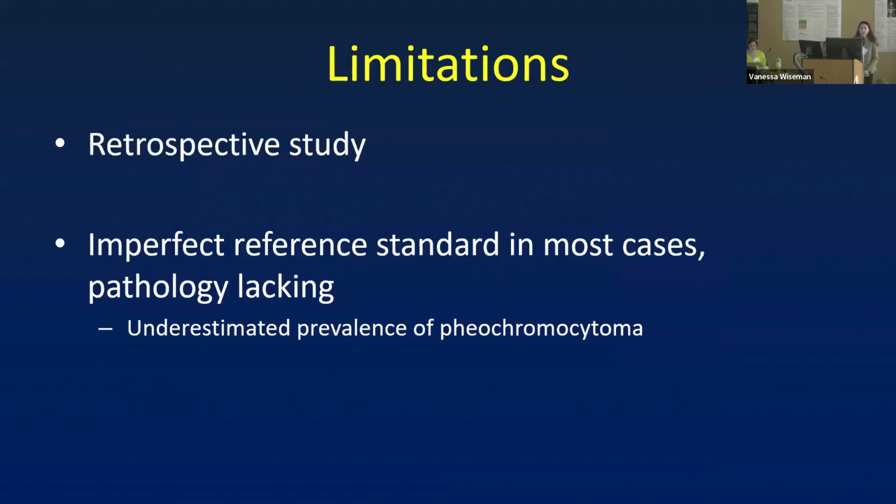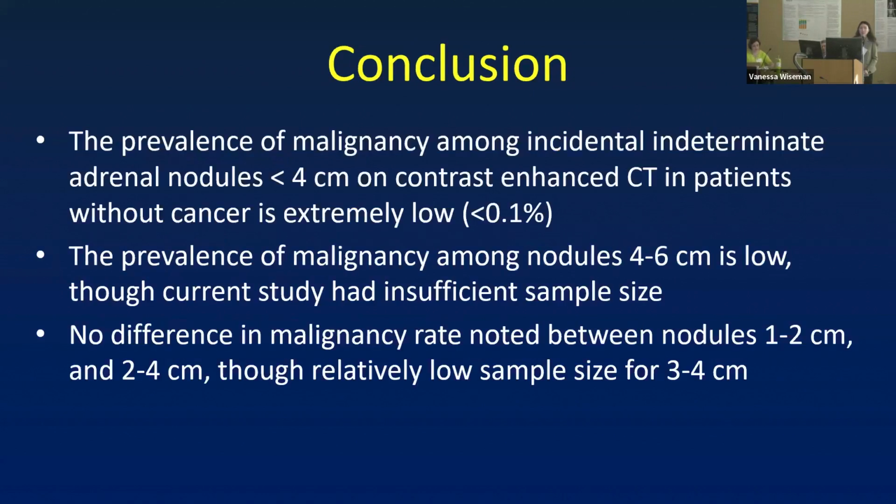Limitations of our study included a retrospective nature, and imperfect reference standard in most cases where pathology was not available. This likely underestimated the prevalence of pheochromocytoma, as our reference standard was designed to detect malignancy. In conclusion, the prevalence of malignancy among incidental indeterminate adrenal nodules less than 4 centimeters on contrast-enhanced CT in patients without cancer is extremely low.